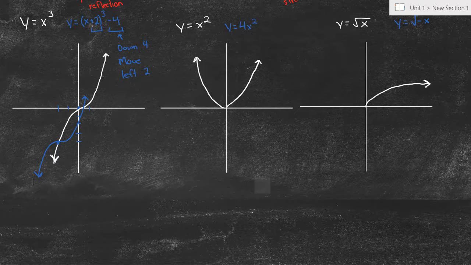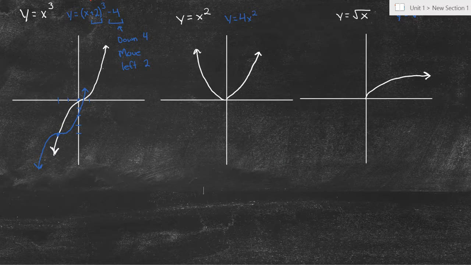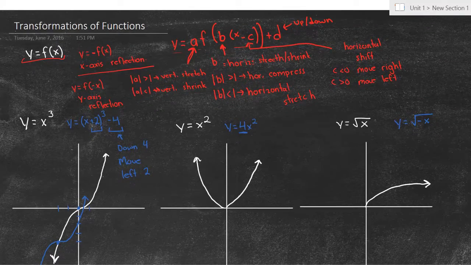Alright, now we've got an interesting one here. We've got y equals x squared, which is drawn in white. Then we're saying y equals 4x squared. So what has changed? We've just got this 4 out front, and let's look back. That's changing our a value, so it's going to be a vertical stretch or a shrink, and a is greater than 1, the absolute value, and so that means it's going to be a stretch.